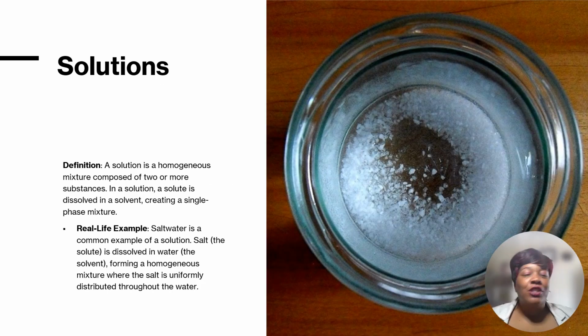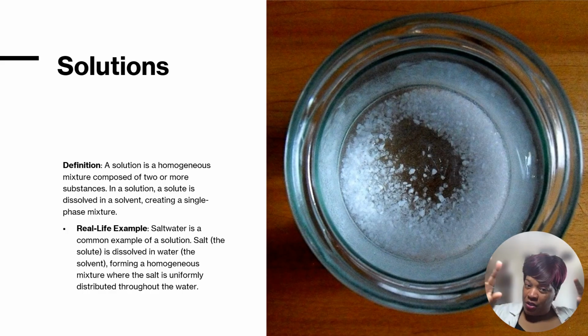Now, when we talk about solutions specifically, a solution can be defined as a homogeneous mixture composed of two or more substances. So in a solution, a solute is dissolved in a solvent, creating a single phase mixture. So when we talk about a solute, that's typically like your salt. A solvent is more so like your water, okay? So here's an example. Salt water is a common way to describe solutions, okay?